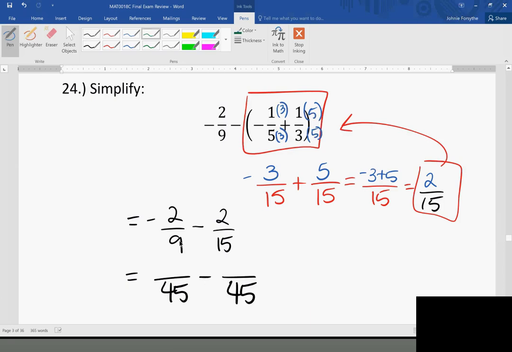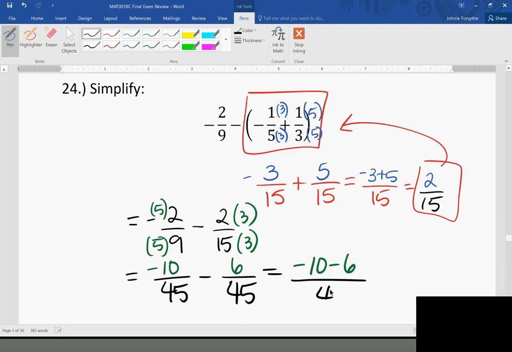So to go from 9 to 45, I multiply it by 5. So I'll get negative 10 over 45. And then to go from 15 to 45, I multiply it by 3. So I have negative 6 over 45. So now I have combined the top, negative 10 minus 6 all over 45.